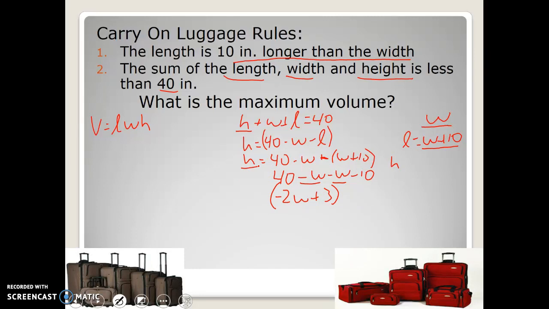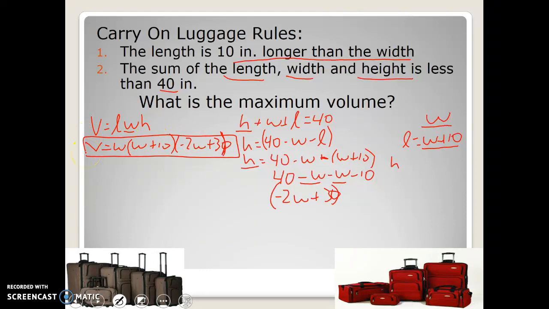So that means if I go back to my equation for my volume, it's going to be the length times the width times the height. Now the width is W. The length is going to be W plus 10. And the height is going to be negative 2W plus 30. So this is what it looks like in factored form.